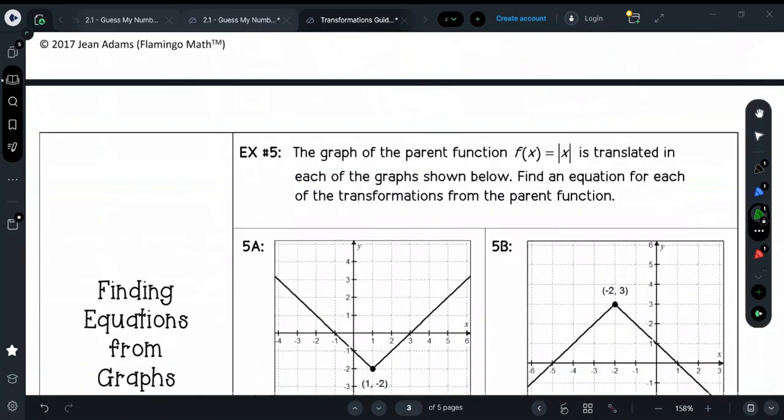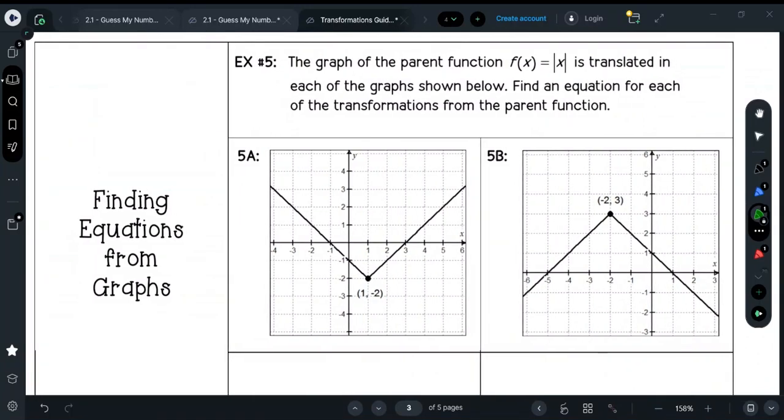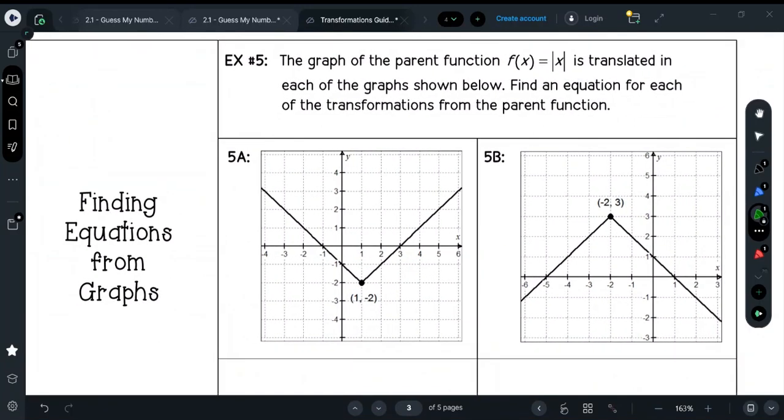Okay, next up, example number 5, and it says here, finding equations from graphs. So take a look here. We're starting off with the graph. They're showing us the graph, and they want us to find an equation. It says here the graph of the parent function f of x equals absolute value of x is translated in each of the graphs shown below. Find an equation for each of the transformations from the parent function.